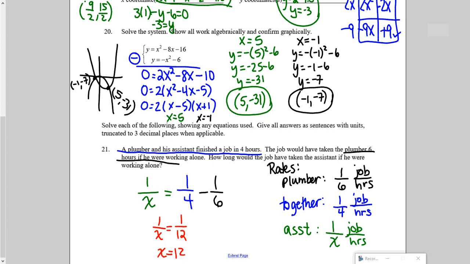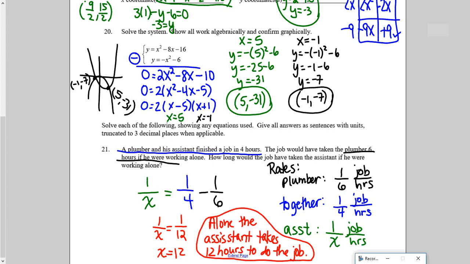Remember that I'm supposed to give any answer as a sentence with units. So let me write that out. Okay, so alone the assistant takes 12 hours to do the job. This seems like a reasonable amount of time. The assistant should take longer than the plumber, and the plumber took 6 hours. So it looks good.